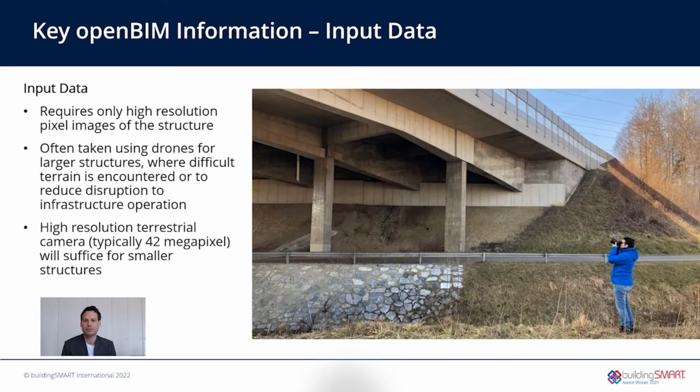However, terrestrial camera images can also be used for smaller structures. Typically, a 42 megapixel camera with a telescopic lens provides us with sufficient resolution to identify damages and create a digital twin. For the A99 project, a terrestrial camera was used instead of drones on account of the small size of the structure.